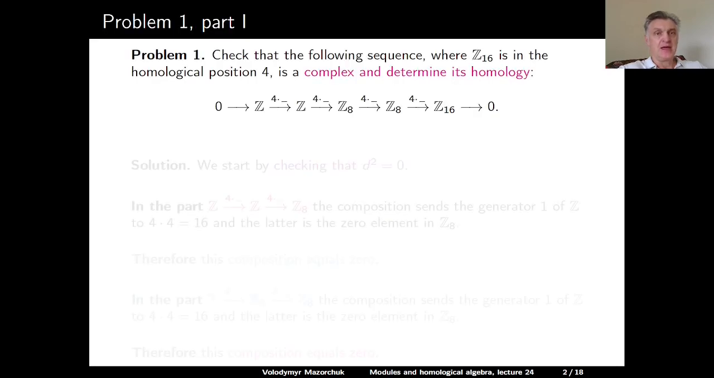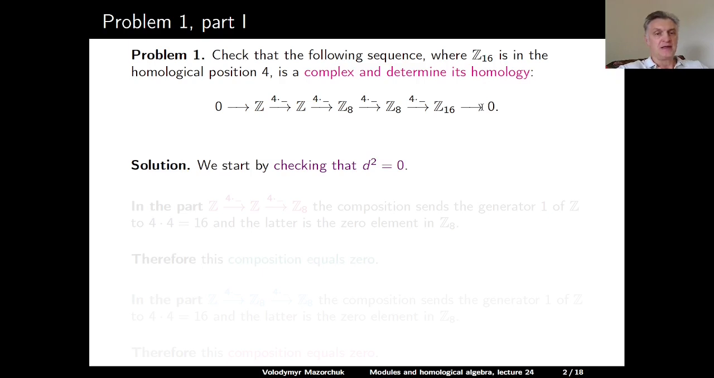Problem 1. Check that the following sequence, where Z16 is in the homological position 4, is a complex and determine its homology. We have 0 goes into Z, then multiplication by 4 maps it into Z, then multiplication by 4 maps it into Z sub 8, then again multiplication by 4 maps it into Z sub 8, then multiplication by 4 maps this into Z sub 16, and then this goes to 0.